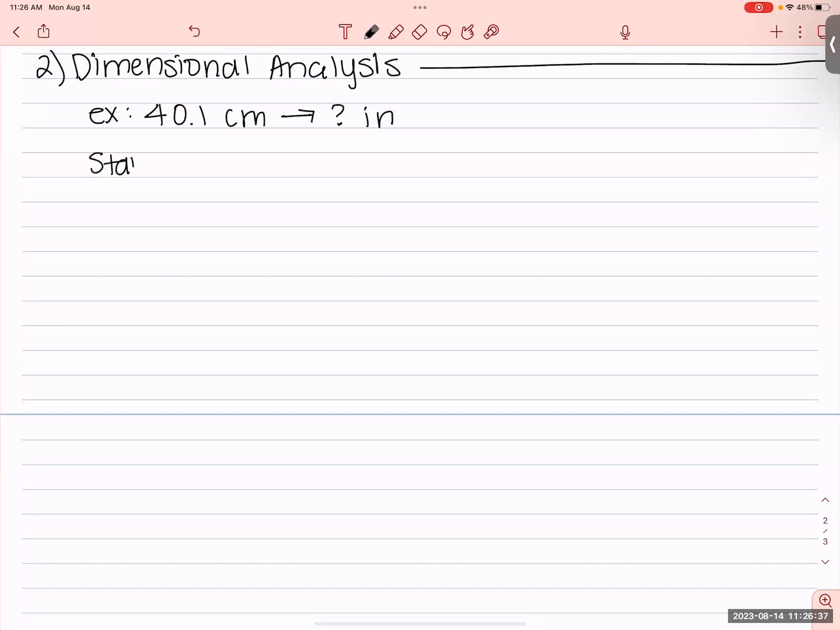Where am I going to start? Where is my ending or my unknown? And what are some conversions that I need to bridge those gaps to get me there? Sometimes the place to start is hard to find, especially if it's in a longer word problem. Here's a simple example. So maybe the first thing you want to do is write down what it's asking you for. What's the unknown? Here, it's asking me for inches. So I'm going to put question mark inches here next to unknown. So that means the other information is where I'm going to start. The start is 40.1 centimeters.